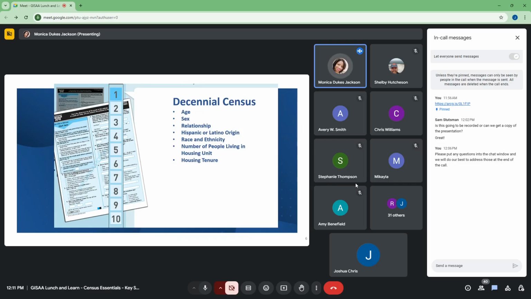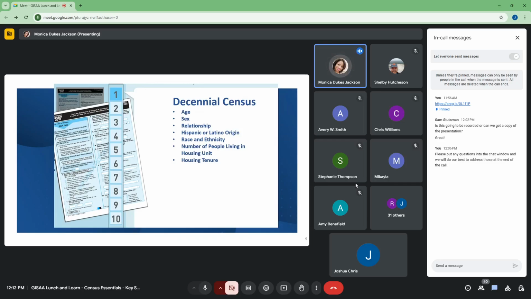So this is just a snapshot of what you can find, or what we ask every 10 years. Those topics include essentially 10 questions that were on the questionnaire, and that covers age, sex, relationship, Hispanic or Latino origin, race and ethnicity, number of people living in a housing unit, or housing tenure.